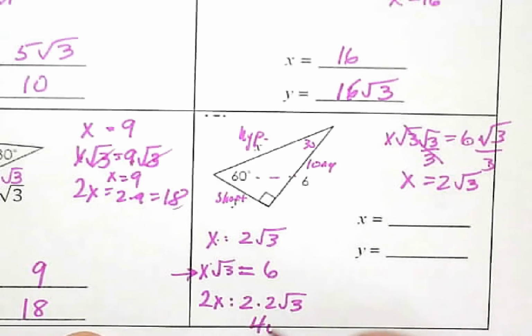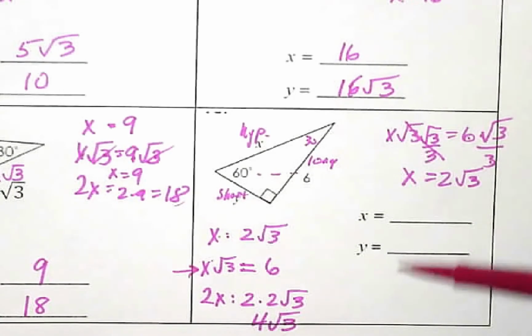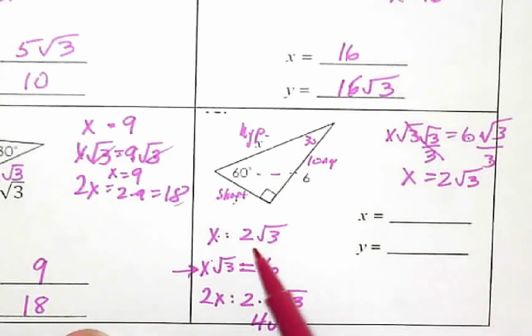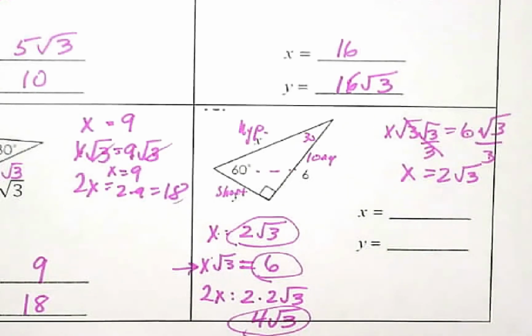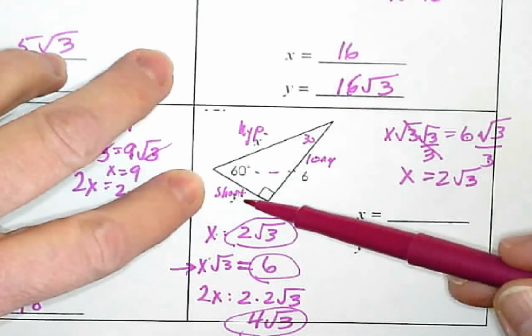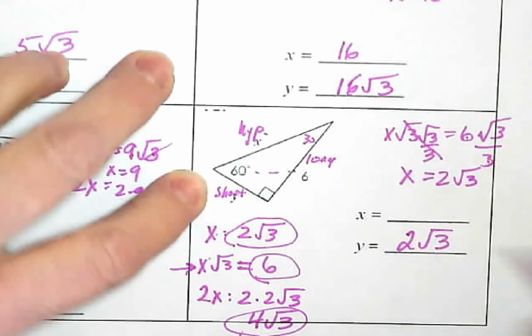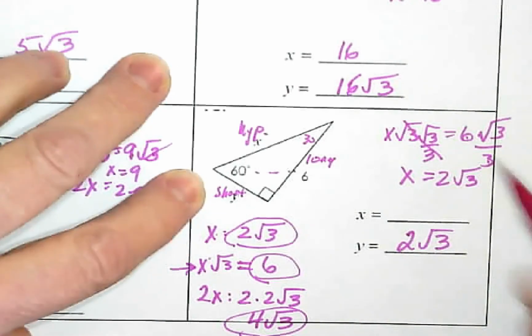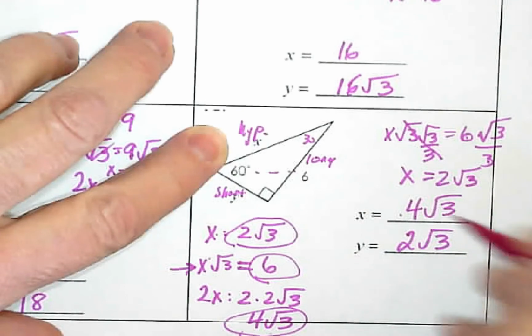4 square root 3. So now if I'm going to fill in my answers, I have 3 of them, right? This is one side, the short leg, long leg, hypotenuse. So when I'm looking up here, my short leg is right here, that's y, that's going to be 2 square root of 3. X is my hypotenuse, I know my hypotenuse is 4 square root of 3.